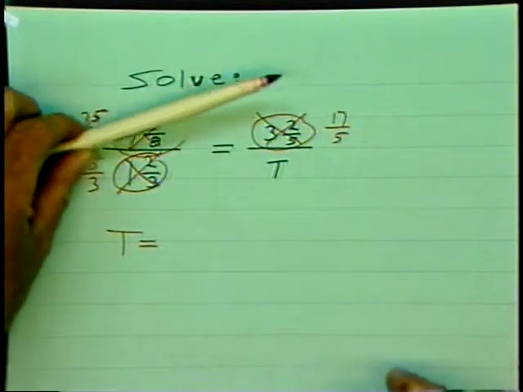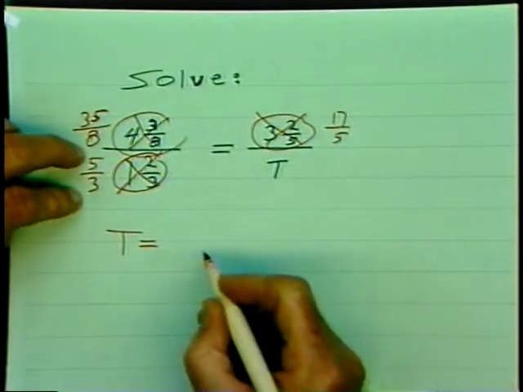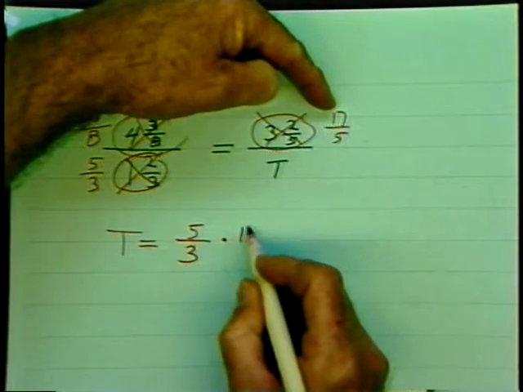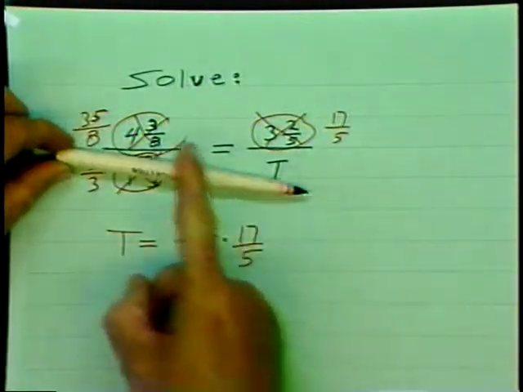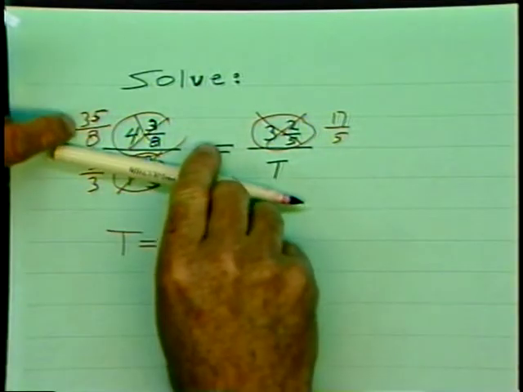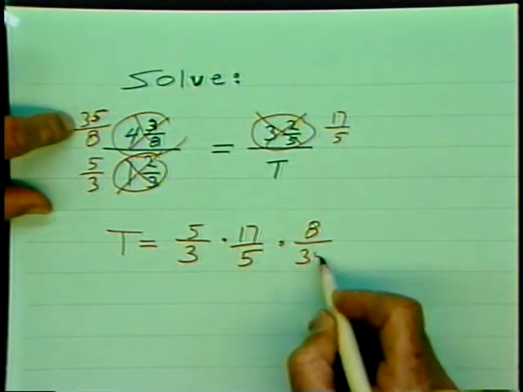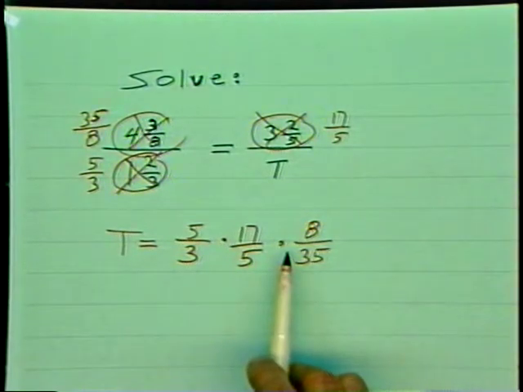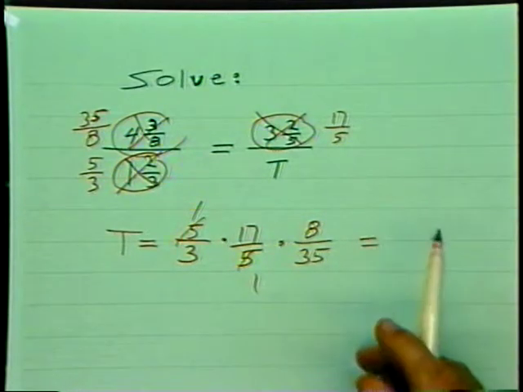So I'm going to multiply the numbers on the diagonal which doesn't have the variable. So that's 5/3 times 17/5. Then I'm going to divide by the number on the diagonal with that variable, which is 35/8. But if I divide by a fraction, I multiply by its reciprocal instead. Now we're simply multiplying fractions. So I look for cancellations first, and then multiply what's left.